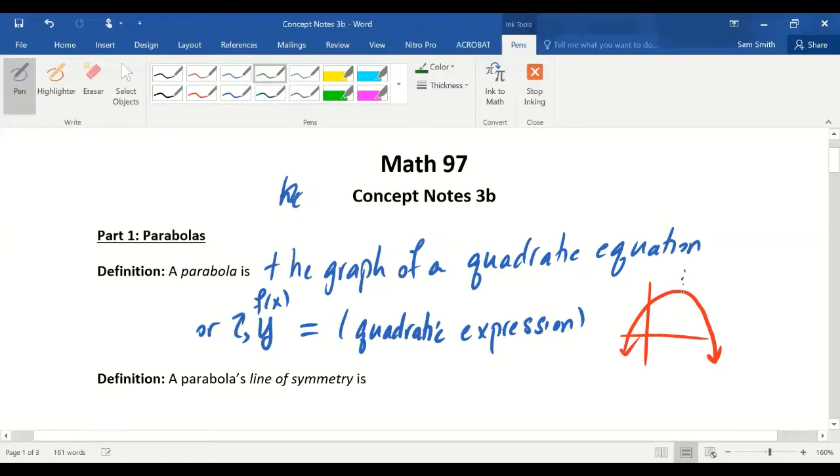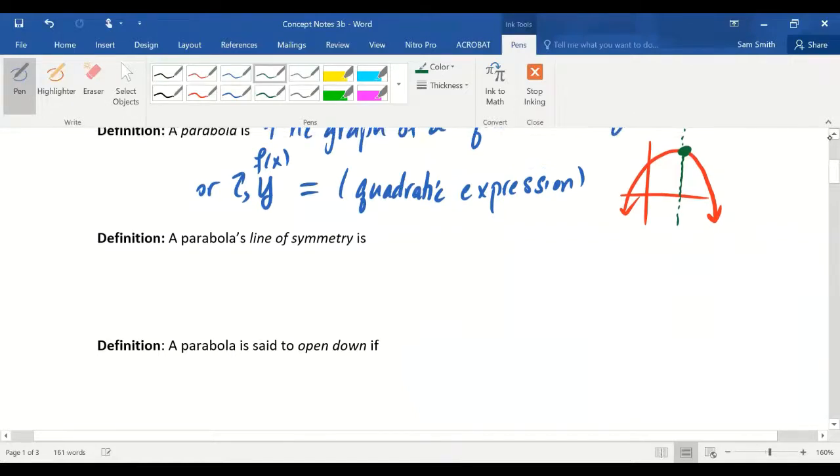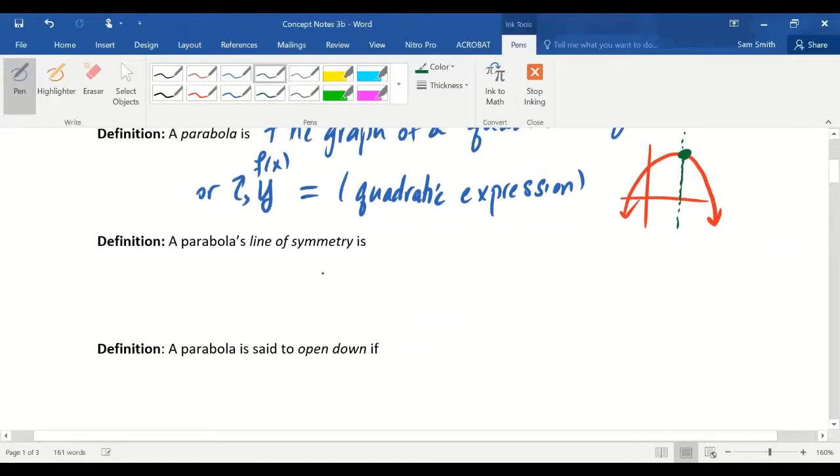Now, parabolas have a beautiful sort of symmetry to them. There's a very conspicuous maximum point on the parabola, a highest point, and if you draw a vertical line right through that highest point, then that vertical line will cut the graph perfectly into two equal pieces. And so that's the meaning of the term line of symmetry.